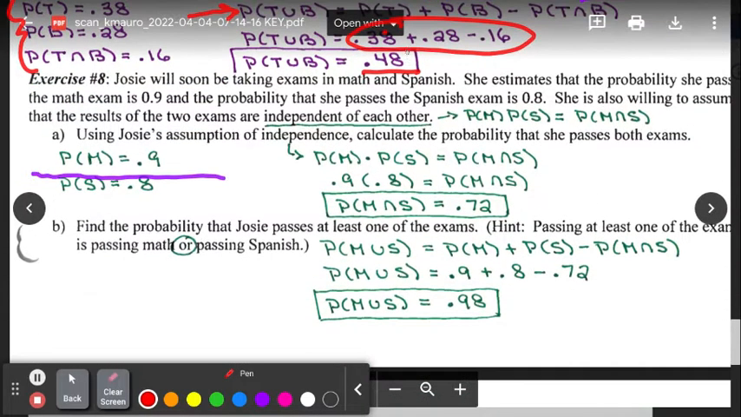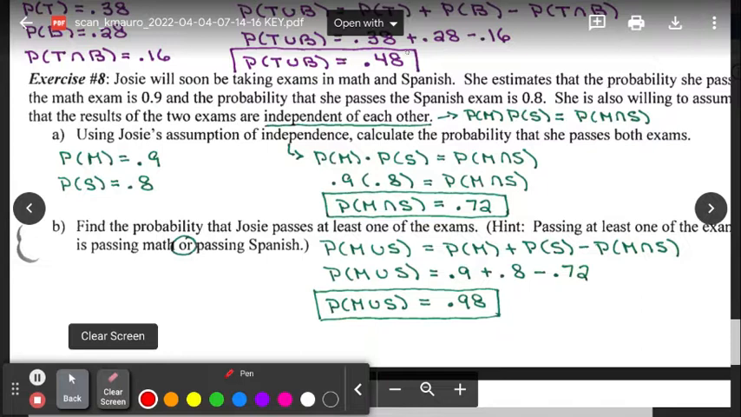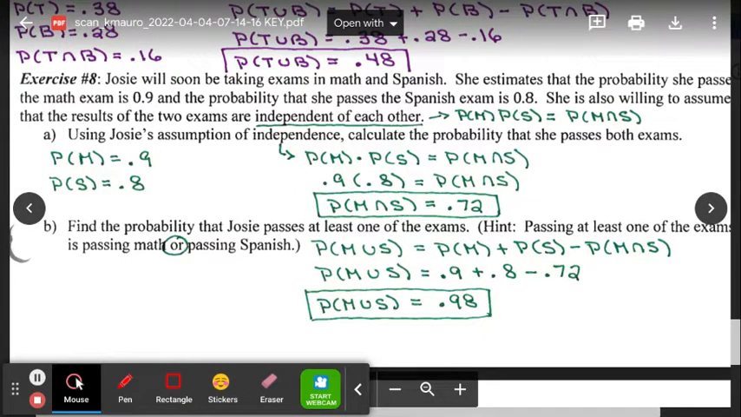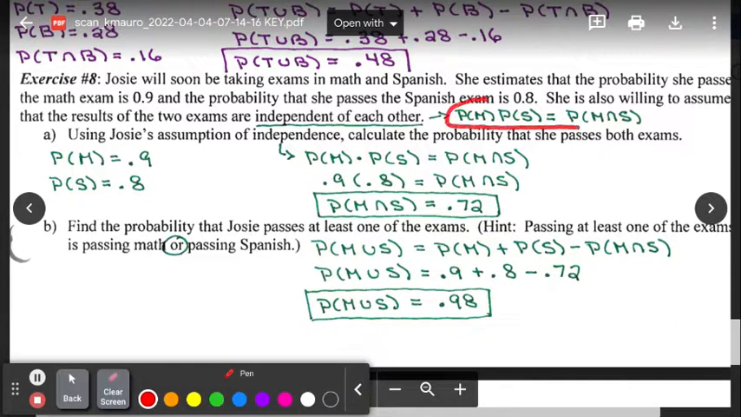And then here's number 8. Josie is taking exams in math and Spanish. She estimates the probability she passes the math exam is 0.9, and the probability she passes Spanish is 0.8. She's willing to assume these results are independent of each other. Because of that, I know I can use our multiplication rule. Assuming these events are independent, calculate the probability she passes both. All you have to do is multiply those two together. 0.9 times 0.8 is 0.72.